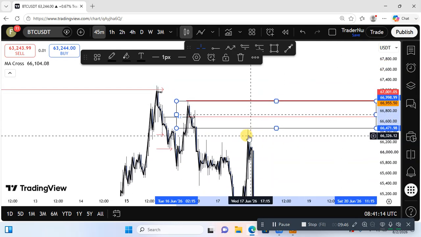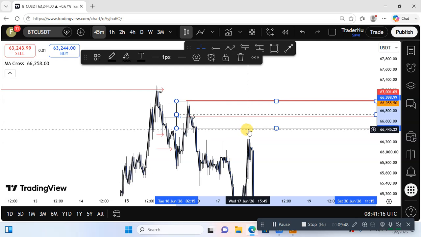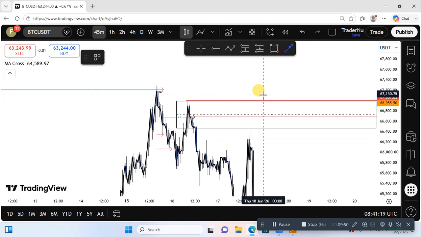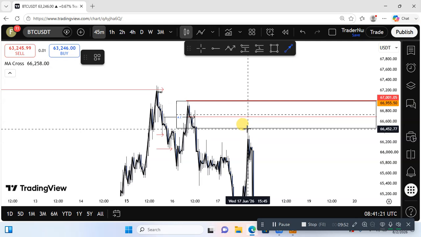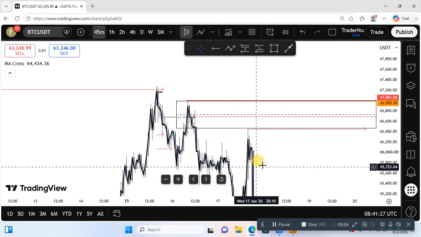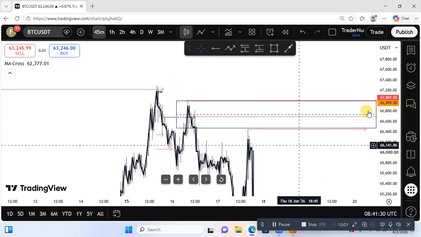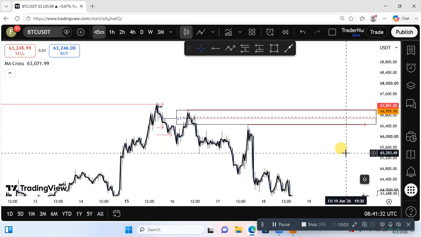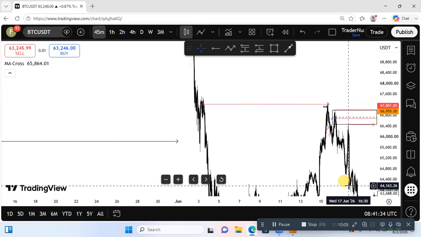So this is how I do my analysis. If you also see, there's liquidity resting just above or below the order block. You see how everything is aligning. That's why I say we are going to have more bearish move. So if you're a good trader, you would have known where price is going to come back and react.